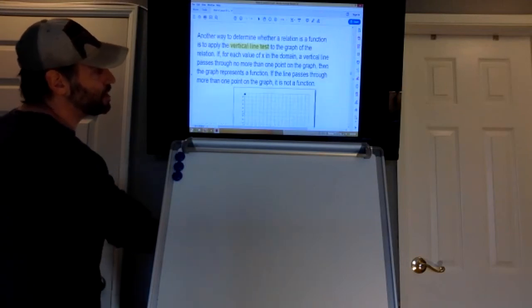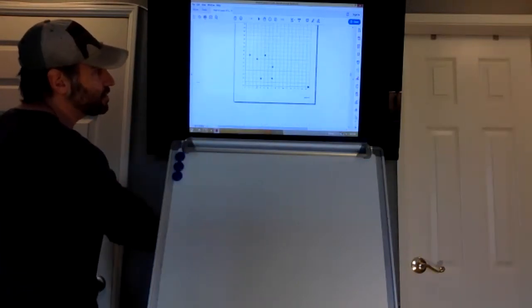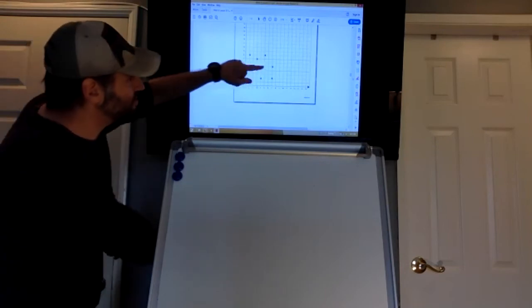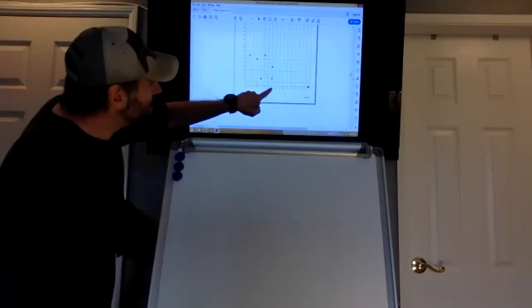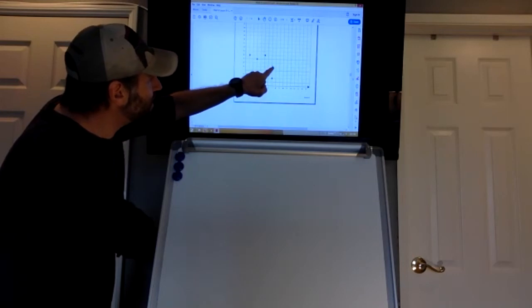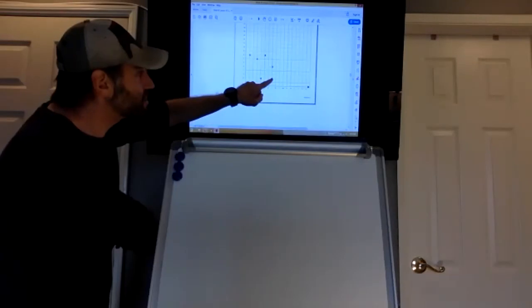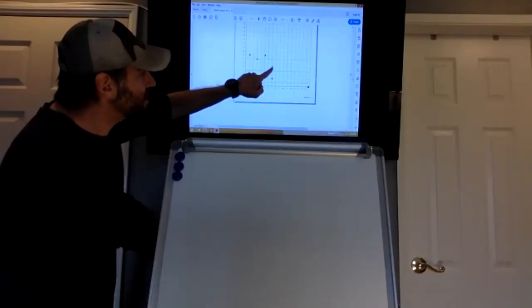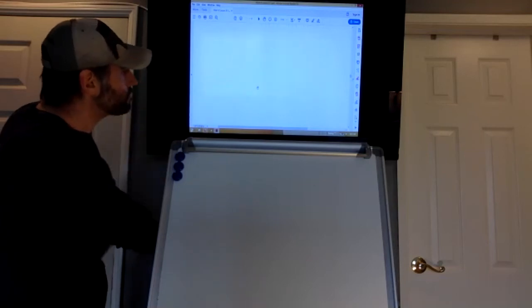The good thing is we've already done this. Vertical line test, check, we're done. Look at that. Not a function because of these two. See, x is 7, but y has 2 different answers for an x value of 7. You can have y as 2, or you can have y as 6. So that's not a function.